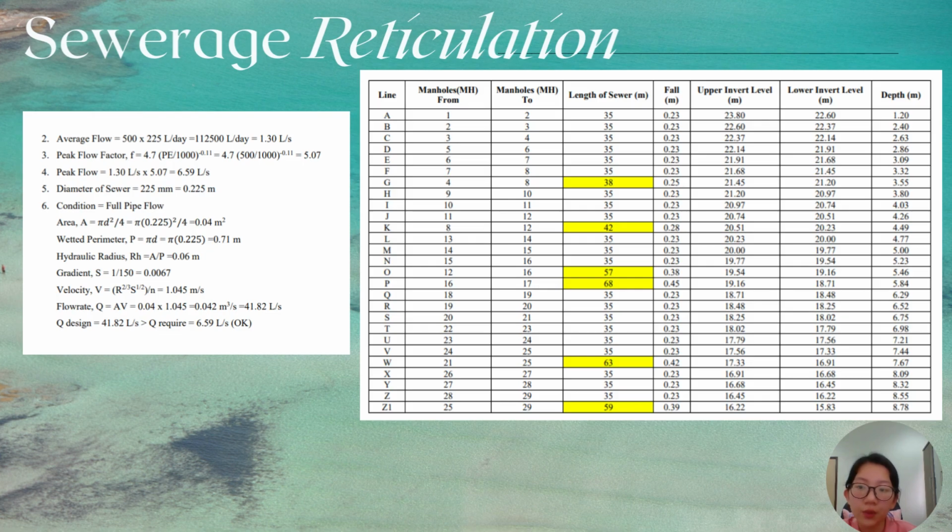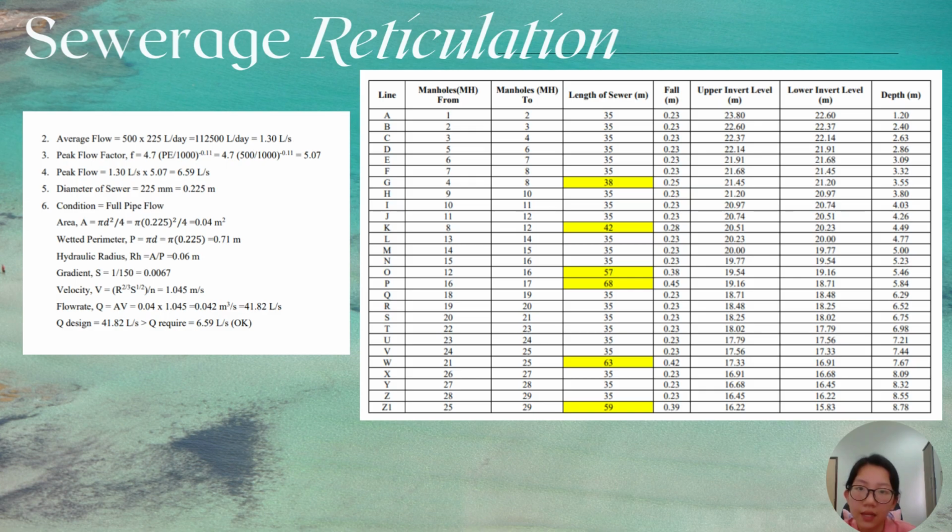So the velocity that we obtain is 1.045 meter per second, which is between the cleansing velocity of 0.8 meter per second to 4 meter per second. So the flow rate is equal to 41.82 liter per second. The design flow rate is more than the required flow rate. So this design is successful and accepted.